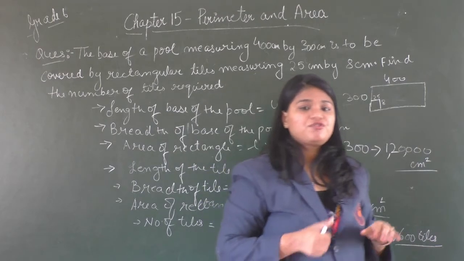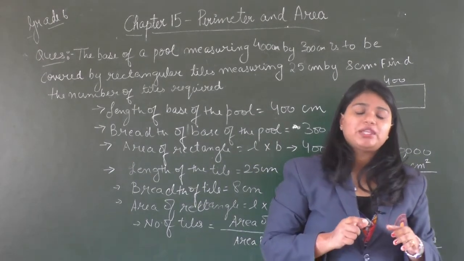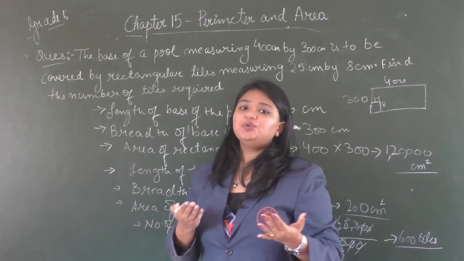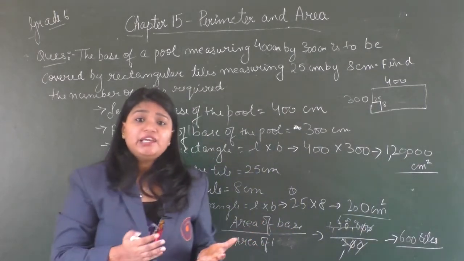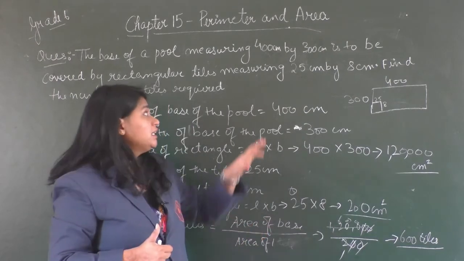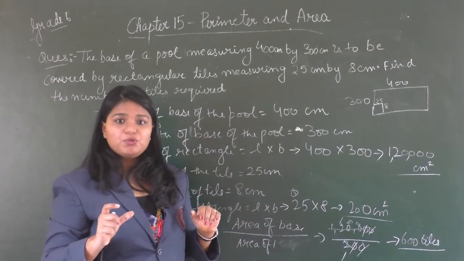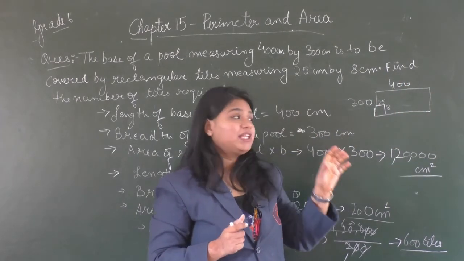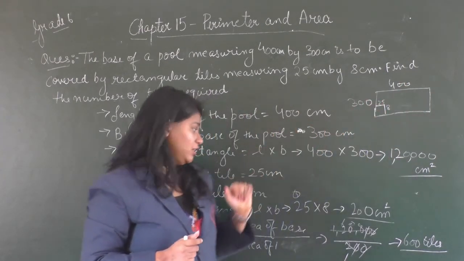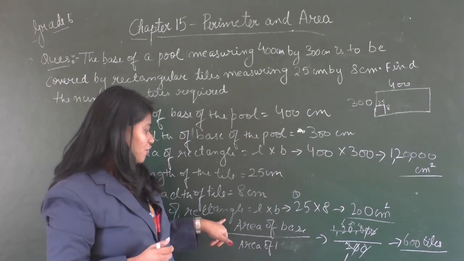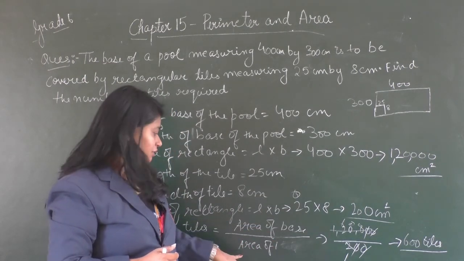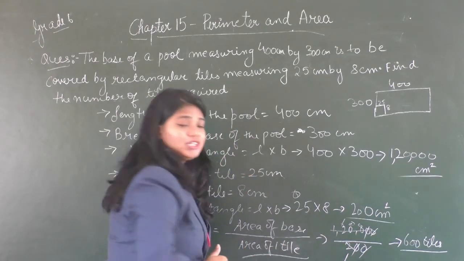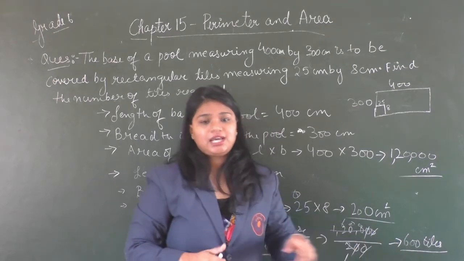So in such questions, first you have to identify whether the given figure is a square or a rectangle, and then you need to apply the formula. And if you get a question to find the number of tiles, what you will do, you will write the area of the entire figure divided by the area of one tile. So here I have written the formula as area of the base of the pool divided by area of one tile. So I got the answer as 600 tiles.